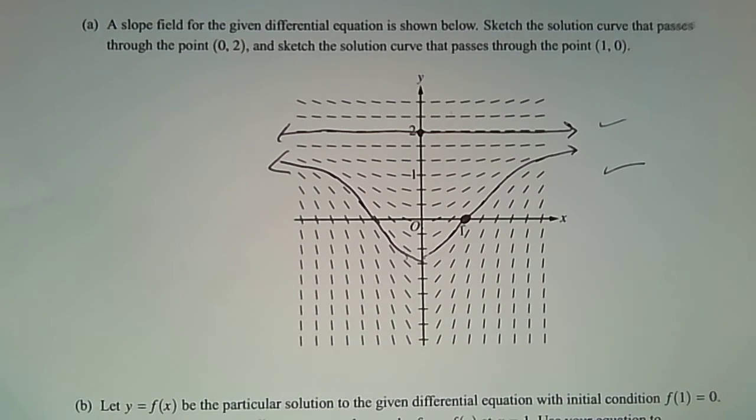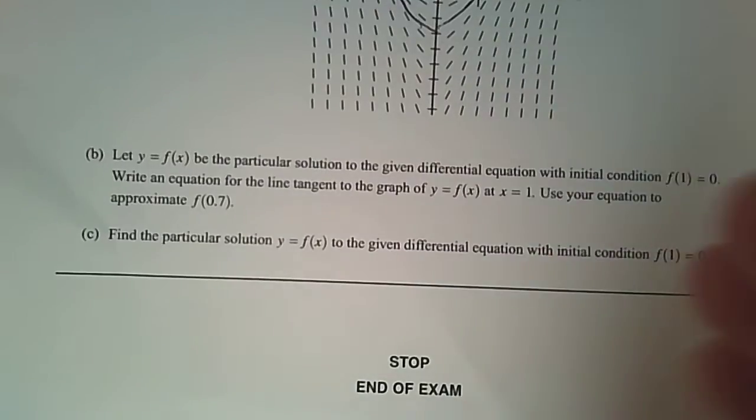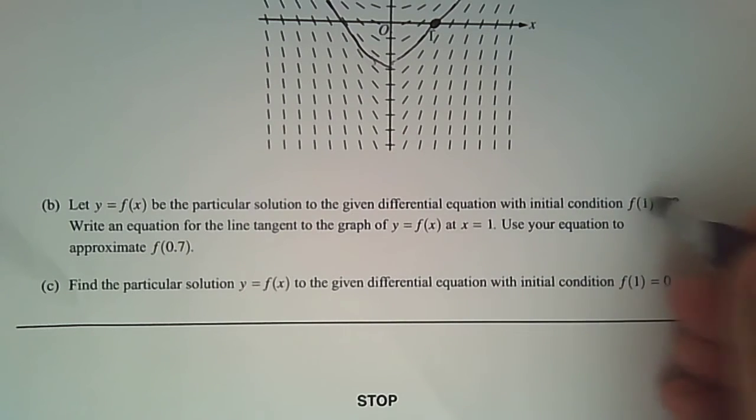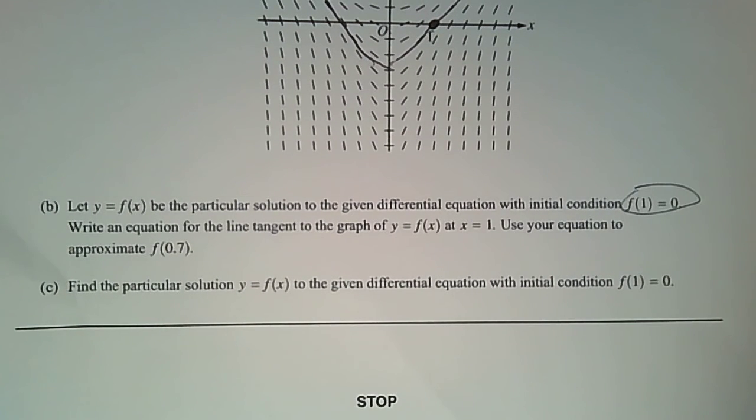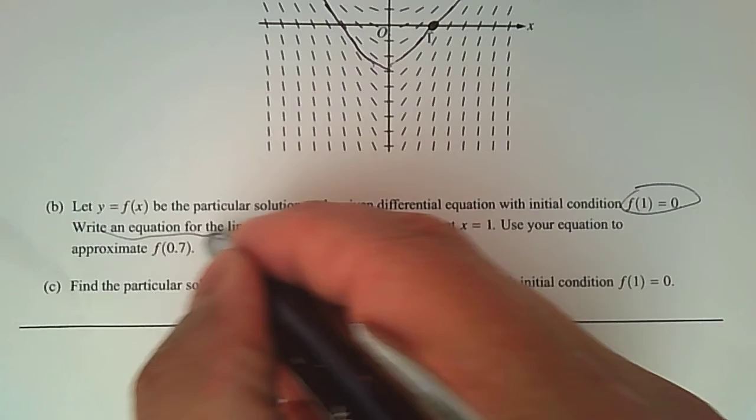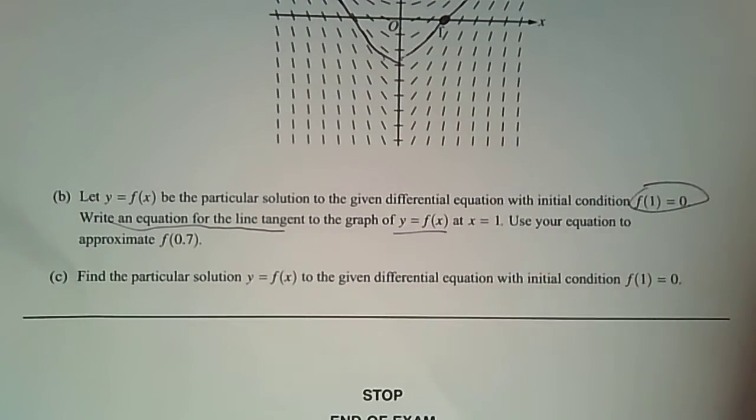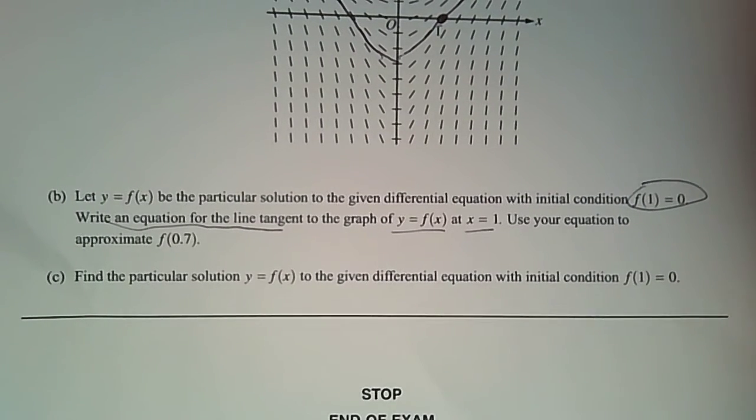Part B. It says let y equals f of x be a particular solution to the DiffyQ with the initial condition f of 1 equals 0. Write an equation for the line tangent to the graph y equals f of x at x equals 1, and then use the equation to approximate. So for this one, we're doing a tangent line. I'm going to do that on a separate piece of paper right here. If I'm doing a tangent line, I'm going to start with what the x value is, what the y value is, and what the slope is.